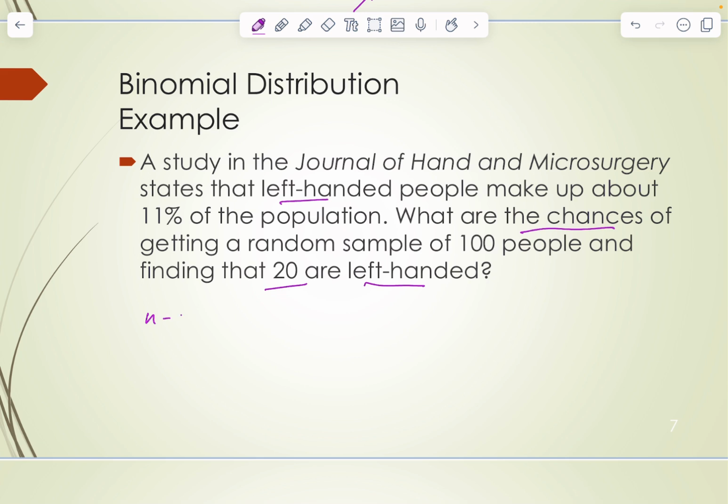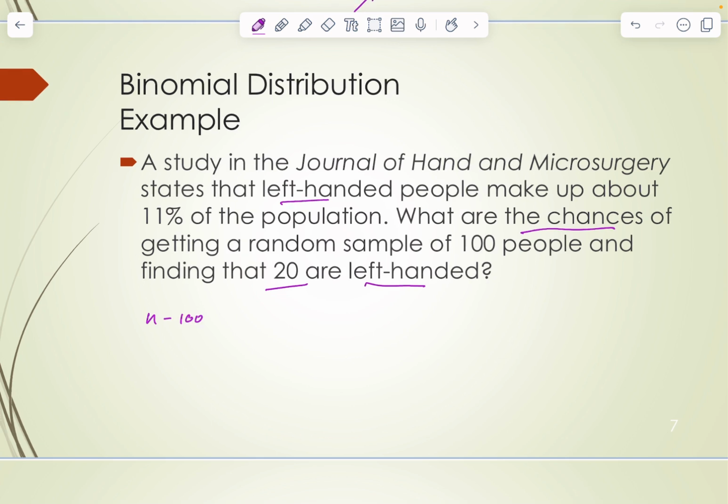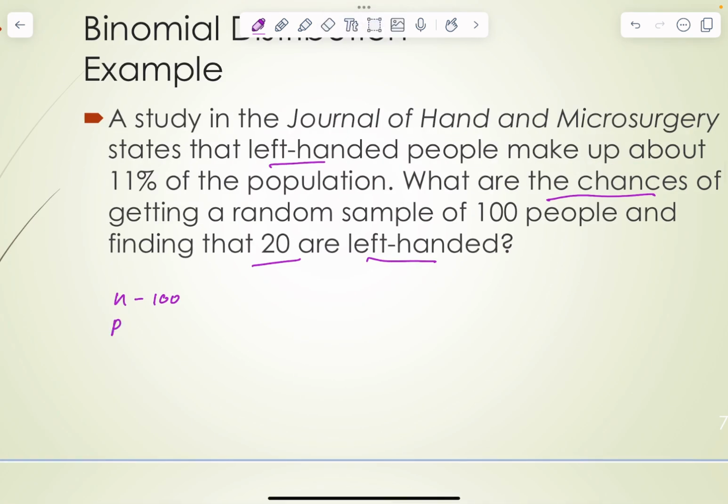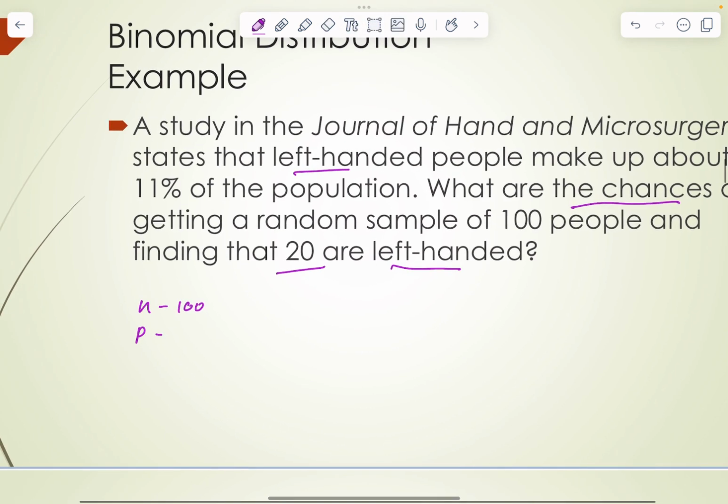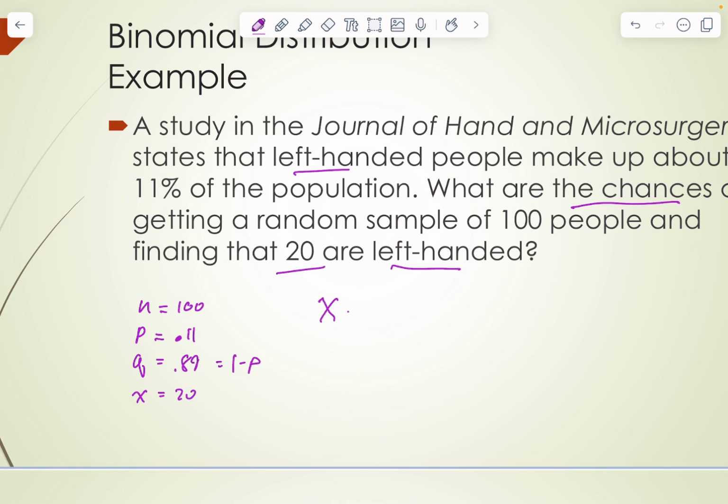N is clearly 100. Each person represents this binary trial. What hand are they? What hand dominant are they? N is 100. P, the probability of success, a left-handed person, is 0.11. Q is 0.89, which is 1 minus P. And X, the number of successes, is 20. The probability of success is normally a binomial distribution with 100 for N and 0.11 for P.